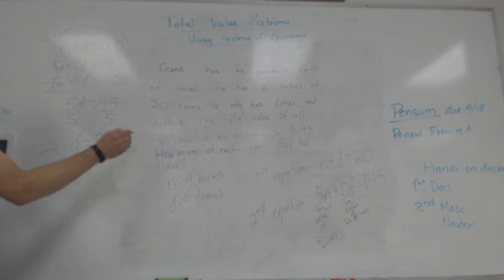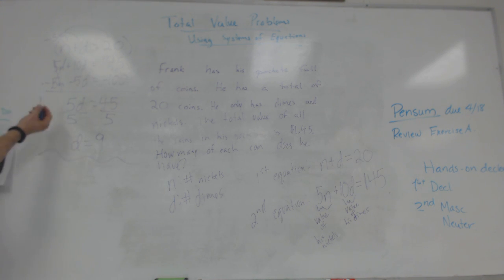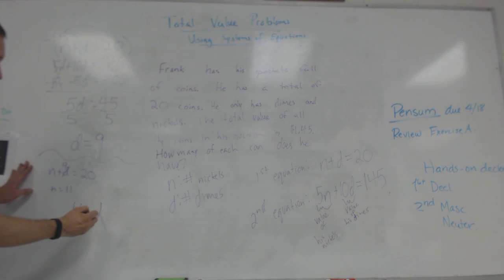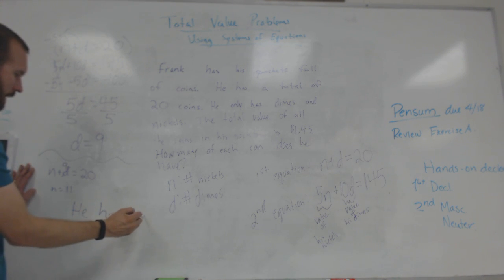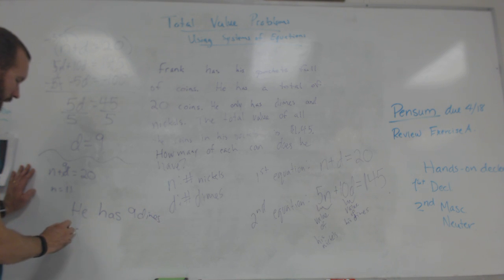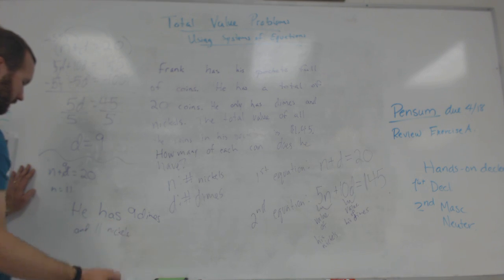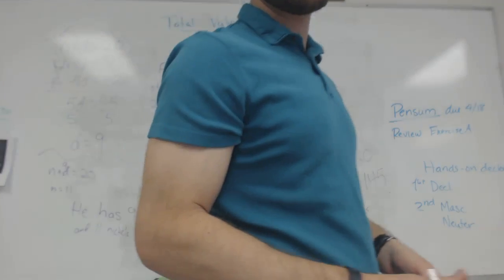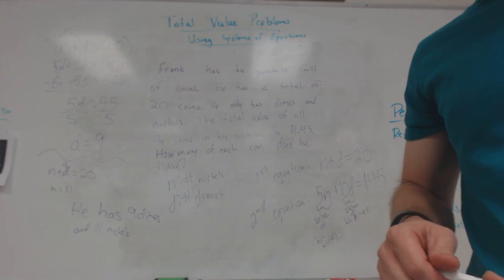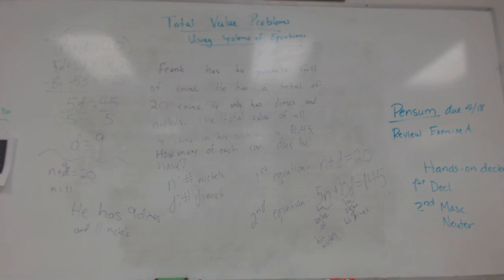Okay. Now I need to solve for the number of nickels. I know that the number of nickels plus the number of dimes is 20. I know he has 9 dimes, so he must have 11 nickels. And then I'm going to write my answer as a sentence. He has 9 dimes and 11 nickels. 20 minus 9 is 11, right? Yeah.